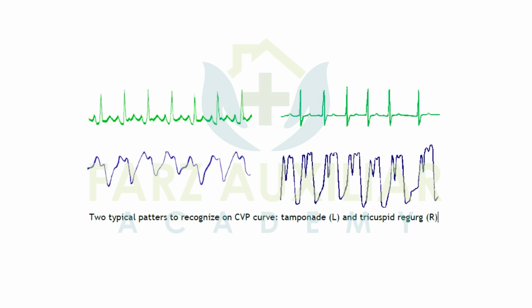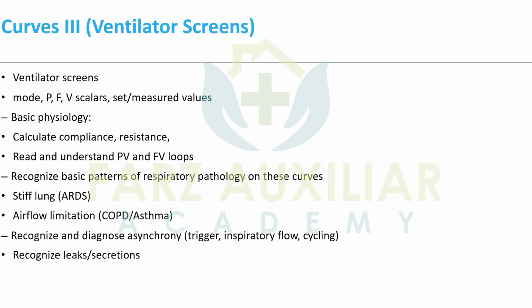So this is the typical pattern to recognize the CVP curve, tamponade and tricuspid regurgitation. Okay, so you have to read up on what types of CVP curves there are and what the different diagnoses are.